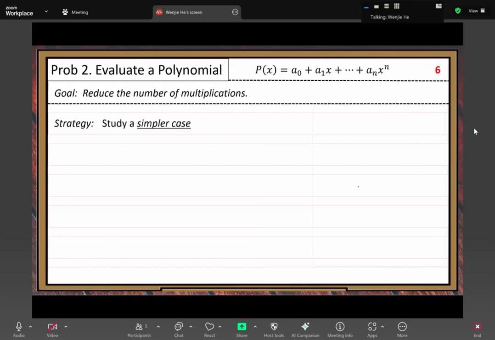Strategy: study a simpler case. We did this before, right? Remember, we did experiments on simple data before. Here it is the same thing. We study a simpler case, which has the same meaning: we do experiments using simple data. We need to choose an appropriate simple case first. What's appropriate? Let me show you what the meaning of an appropriate simple case is.